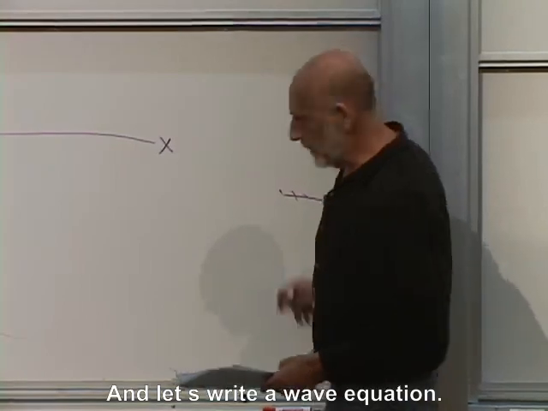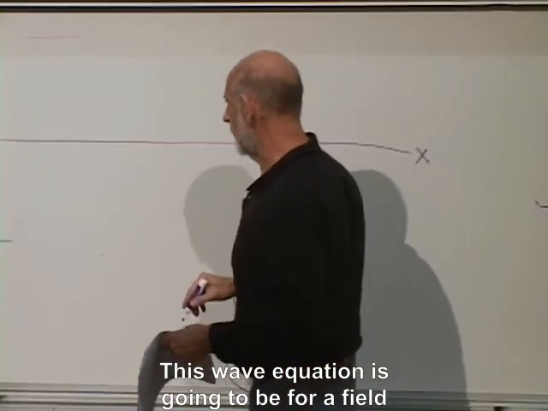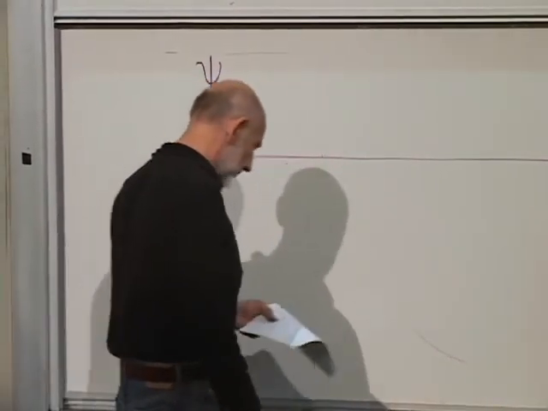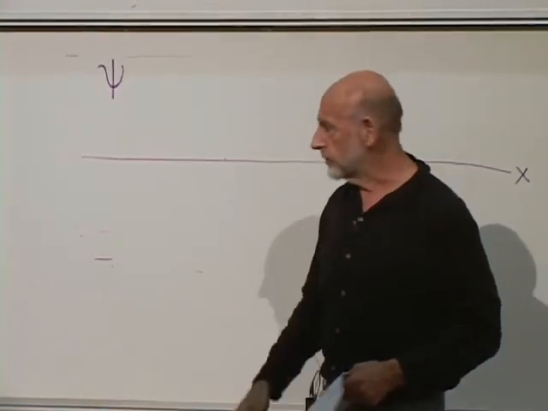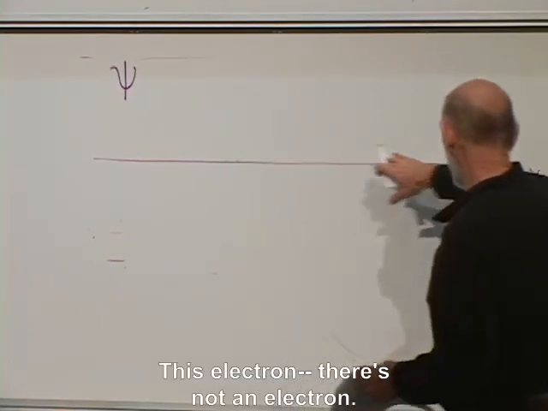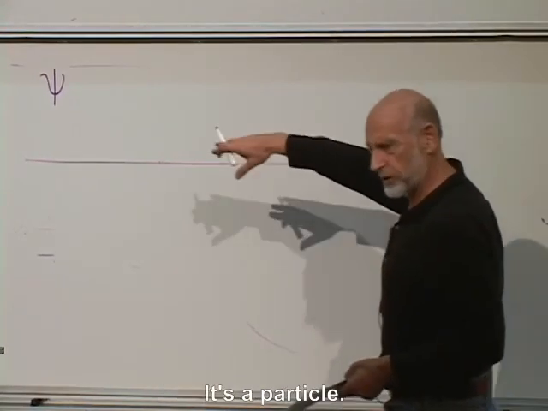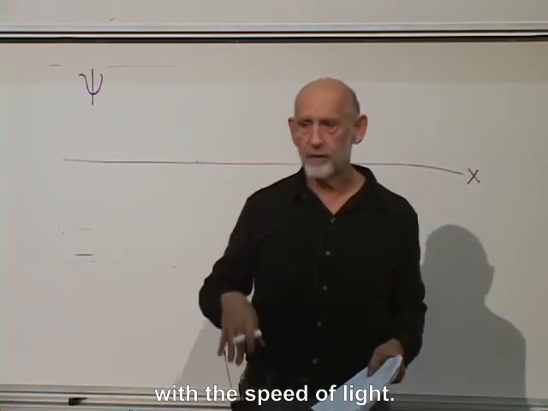And let's write a wave equation. This wave equation is going to be for a field that I'm going to call psi. Right. This electron, this is not an electron, it's a neutrino. I don't know what it is. It's a particle. It's a fermion, but it happens to move with the speed of light.